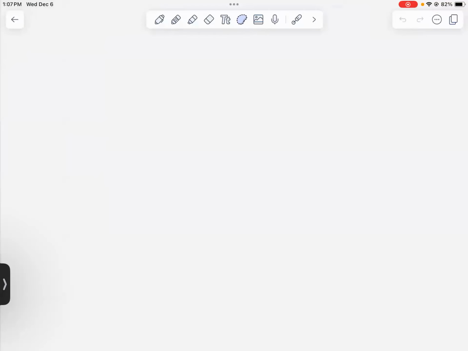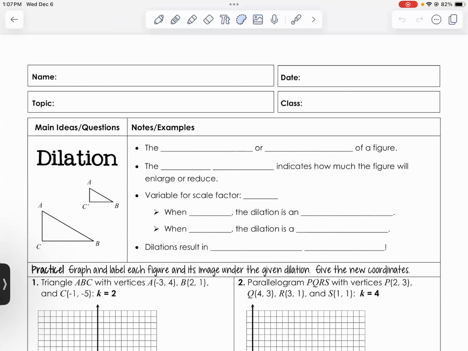Okay, so on page 23, we're gonna write some things down. So a dilation is either a stretch or a shrink of a figure. We're gonna take it, we're gonna make it bigger, or we're gonna make it smaller.